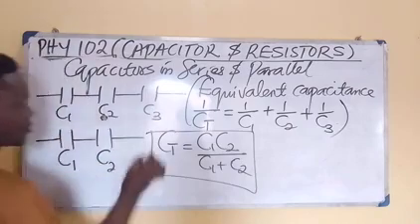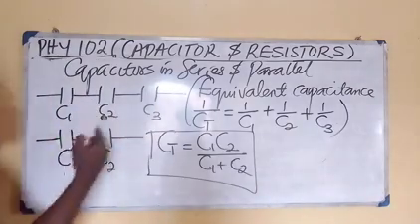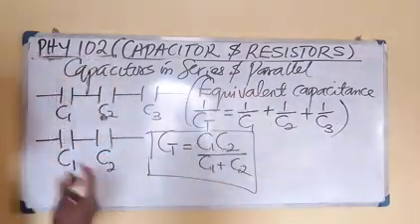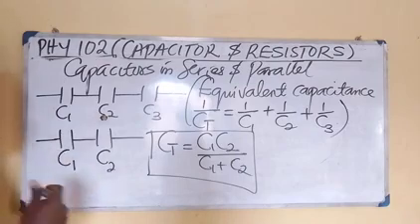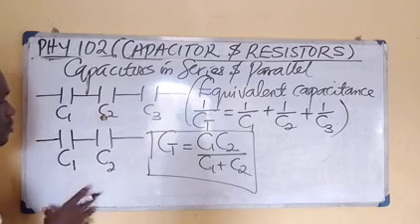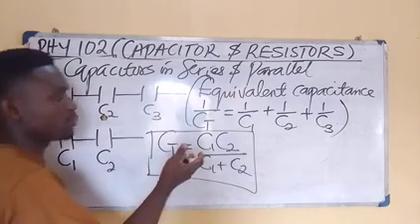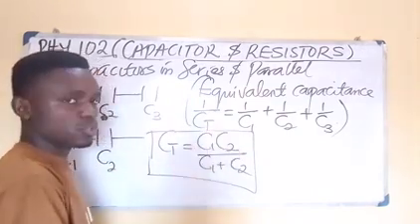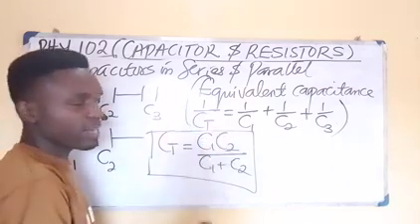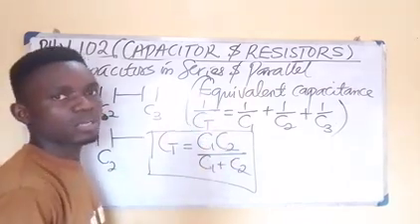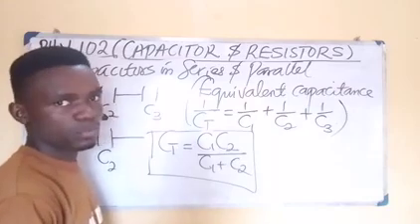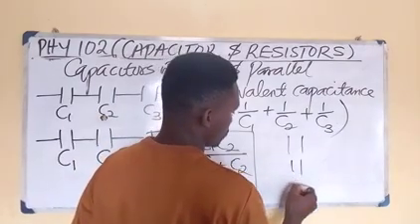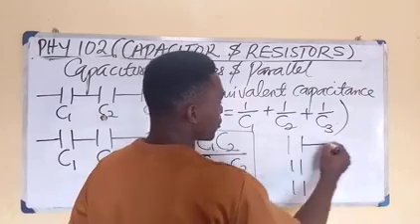When you have more than 2 capacitors occurring in series, you use this. But when you have exactly 2 capacitors in series, you use their product, which is C1 times C2 over C1 plus C2. Their product divided by their sum. That is how it is. It is very, very simple.